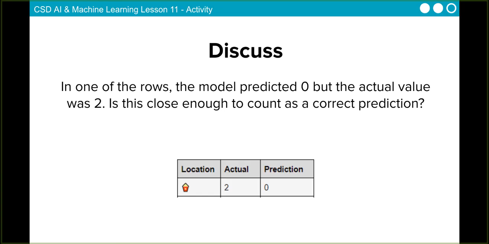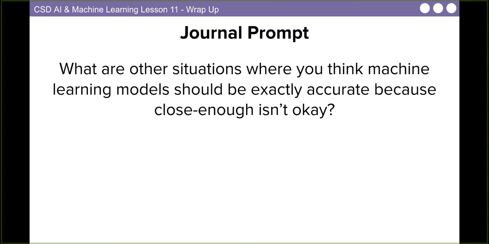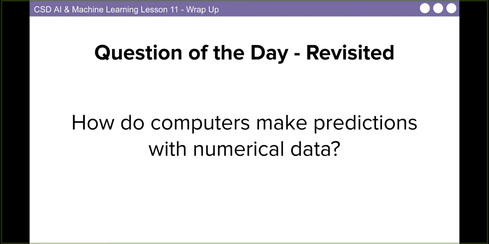So if you have not finished the numerical accuracy activity guide, go ahead and pause the video and finish that, and then we're going to complete our wrap-up journal. And our journal, to wrap it up, is what are other situations where you think machine learning models should be exactly accurate because close enough isn't okay? And then I also want you to answer the question of the day: how do computers make predictions with numerical data? So go to your journal and answer those, and if you have any questions, just let me know.